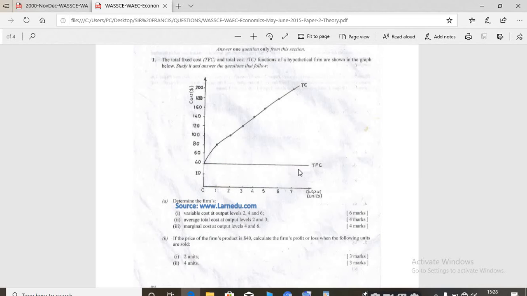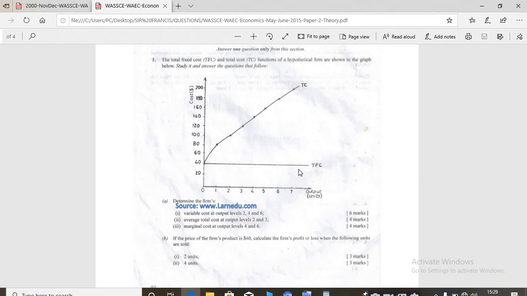Total cost is the overall cost of producing a particular product, or the total cost of a firm for producing a particular product. We have other different types of cost, which we will get to later. You can talk of average variable cost, then average fixed cost, those kinds of things.